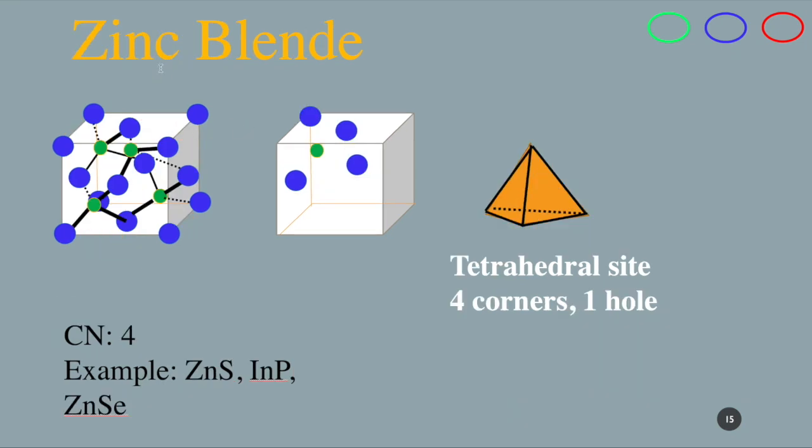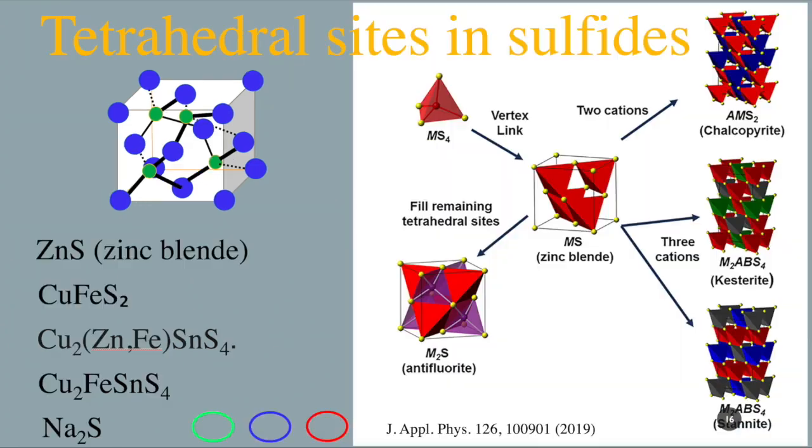Similarly, we can imagine another structure, zinc blende, a very common structure in the cubic system. In zinc blende, examples are zinc sulfide, indium phosphide, and zinc selenide. We have this tetrahedral site, which is like zinc surrounded by 4 sulfur. There are 4 such tetrahedral sites per unit cell. This is really helpful when we are dealing with other structures. See, for example, this is a zinc blende with 4 tetrahedral sites arranged like this.